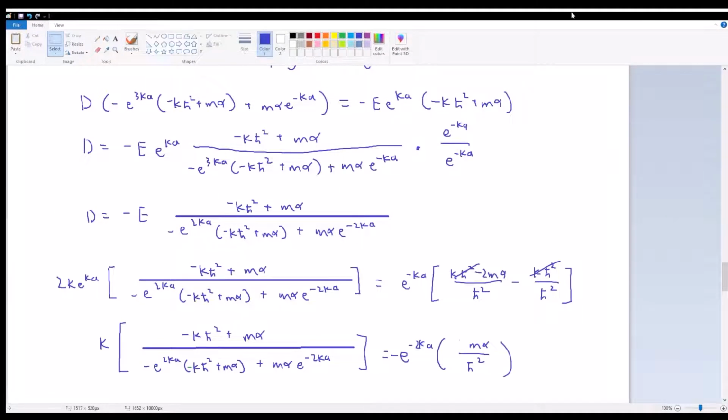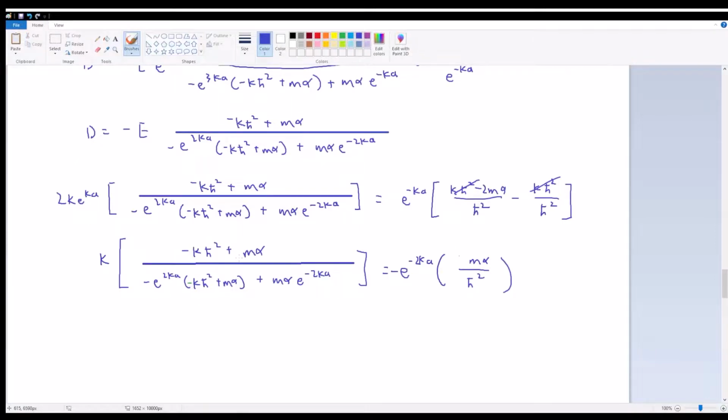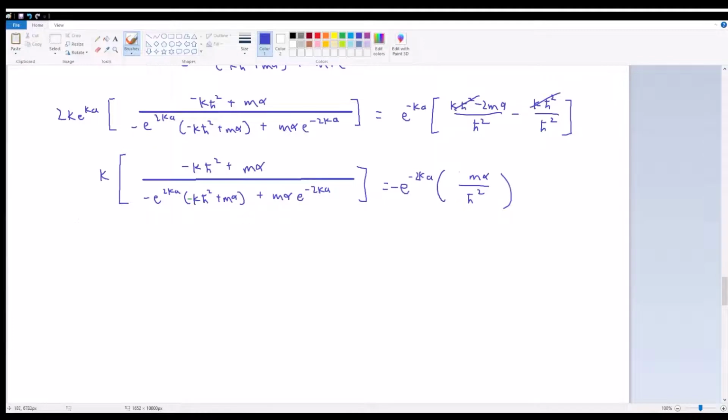Apologies, I just realized I made a bit of a mistake in the math here. When I'm going down here on this final step, I sort of left out the negative sign in front of the k h bar squared earlier. So now we have to redo this all over again and fix our mistake. Let's see, this is going to give us negative k squared h bar squared plus km alpha. This is equal to negative e to the negative 2ka times m alpha divided by h bar squared, and then multiplied by negative e to the 2ka, negative k h bar squared plus m alpha, e to the negative 2ka.